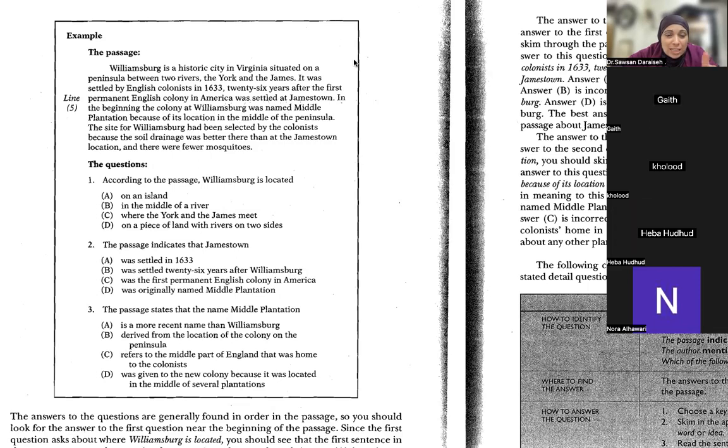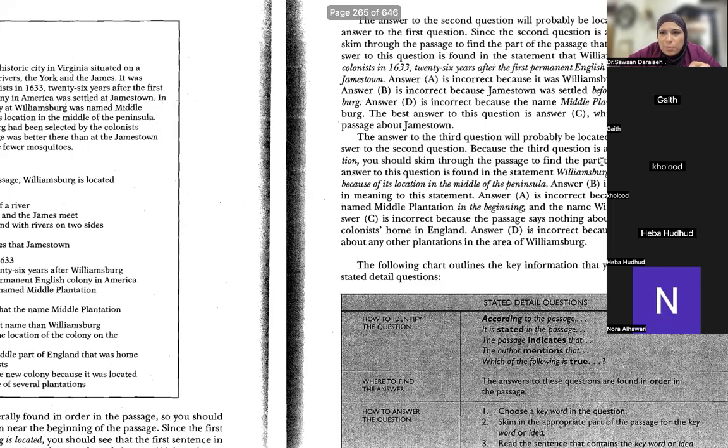Let's go to the passage. In the beginning, the colony at Williamsburg was named Middle Plantation because of its location in the middle of the peninsula. What do you think? The site for Williamsburg had been selected by the colonists because the soil drainage, etc. What do you think is the correct answer? Let's see the explanation here. Sometimes this could be messed up a little bit, but let's see what the writer says about this.